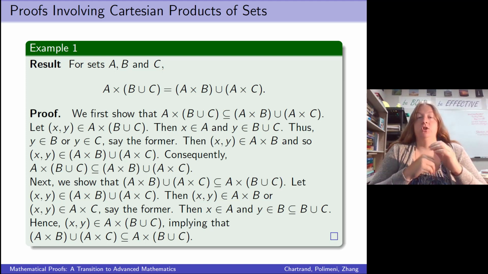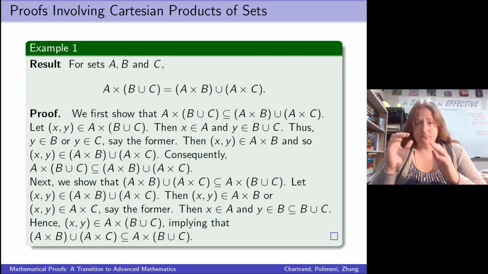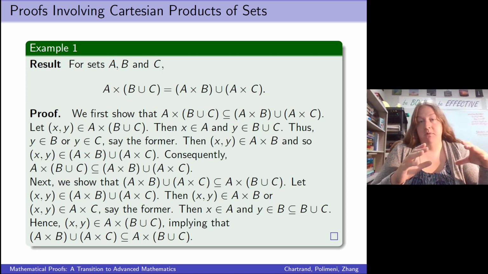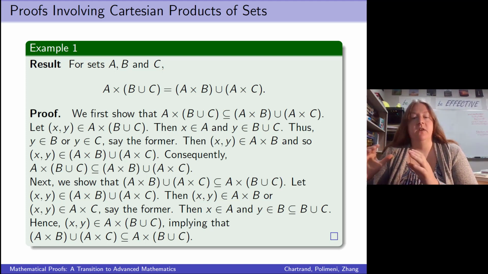So now I have to show that the Cartesian product of A and B unioned with the Cartesian product of A and C is a subset of the Cartesian product of A with B union C. So let's take an element that's in the Cartesian product of A and B union the Cartesian product of A and C. So I'll have an (x, y) element, and then I think about what this means. Well, this means that that ordered pair (x, y) had to have been an element in the Cartesian product of A and B, or in the Cartesian product of A and C.